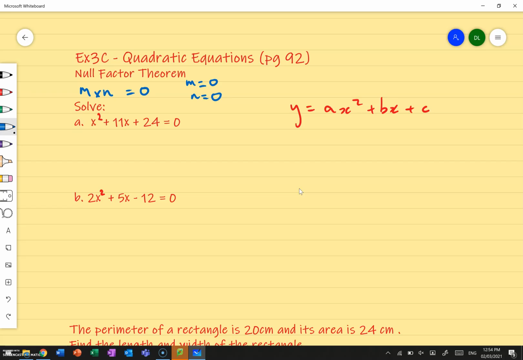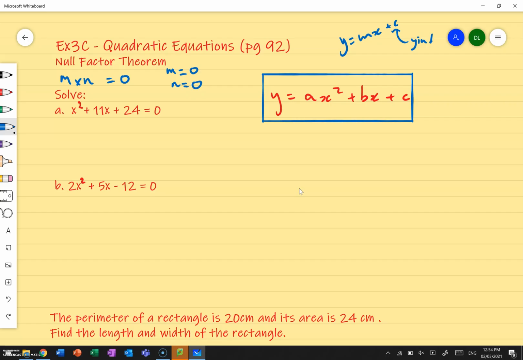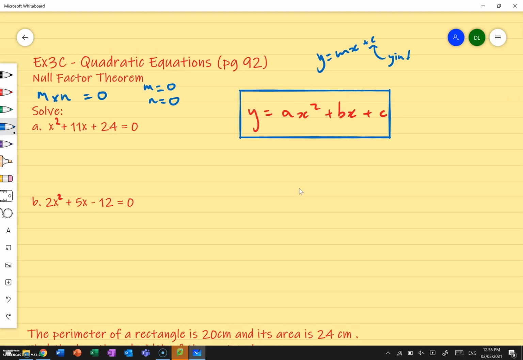Something else I need to note as well is that this over here is what we call the general equation, or the general form, of a quadratic equation. We're familiar with linear equations being y equals mx plus c, with that c being the y-intercept. However, I need you to scrub that information from your mind, because technically that's not always true for non-linear equations like a quadratic equation. So we've got our c, not always, it could be, but not always being our y-intercept.